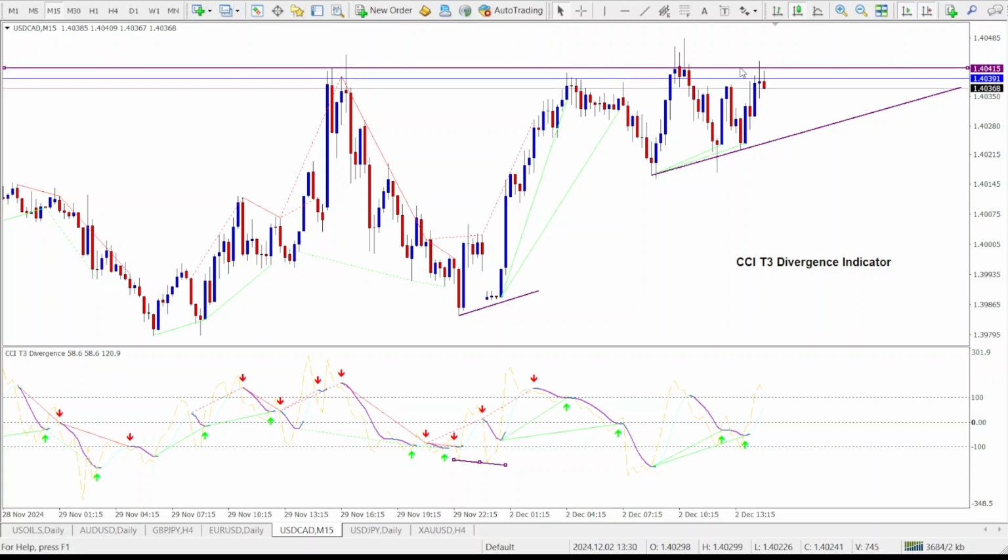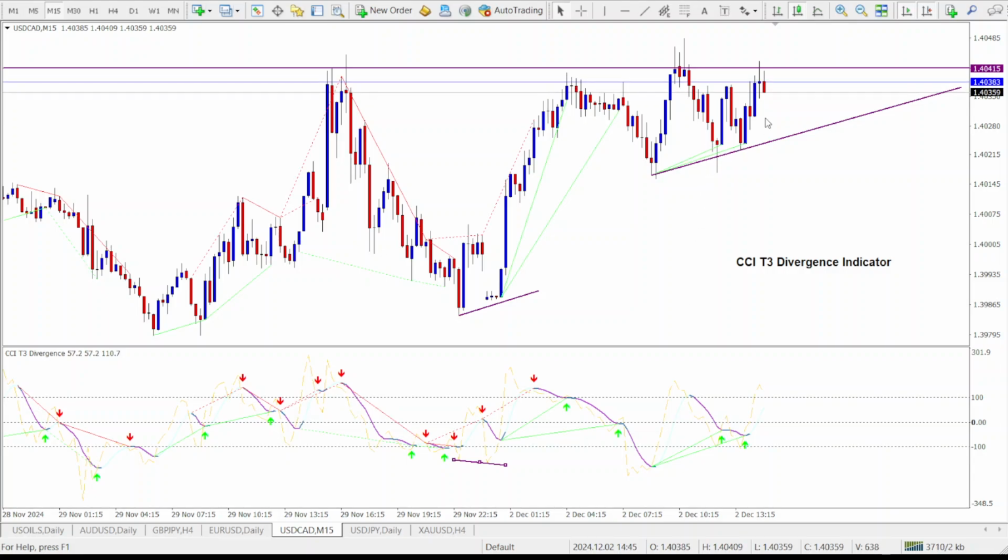For example, we can see that this resistance zone gave us an insight that this particular place is not a good place to buy, right? In as much as we already had a bullish divergence forming, but because of this ascending triangle pattern, it is better to wait for a breakout before entering a buy trade.